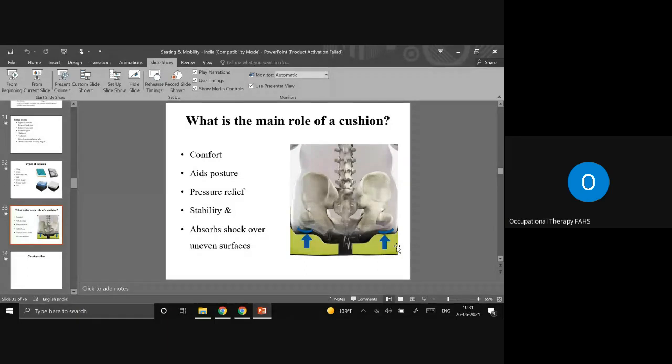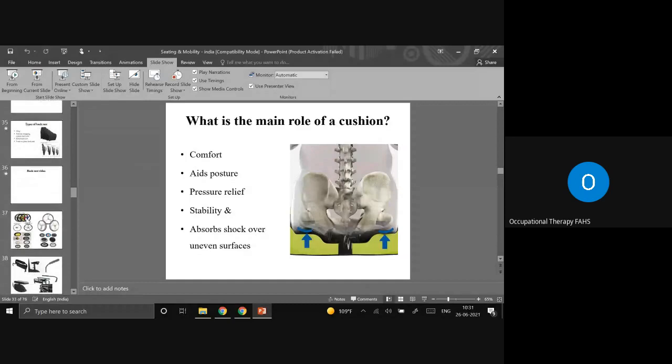Okay, sir. Next question is, can ultra-lightweight wheelchair indication be influenced by body weight? No, not at all.